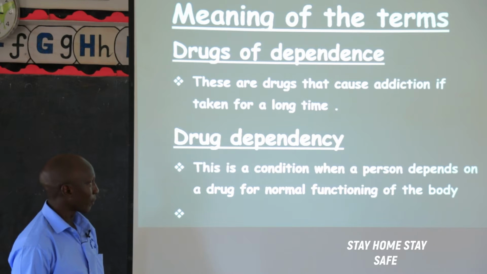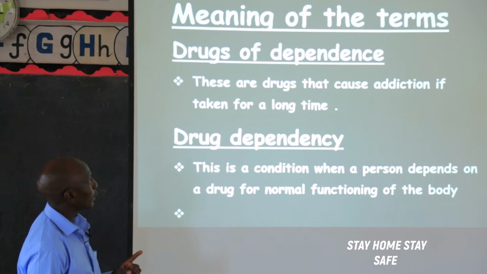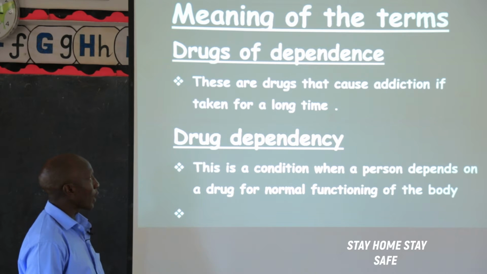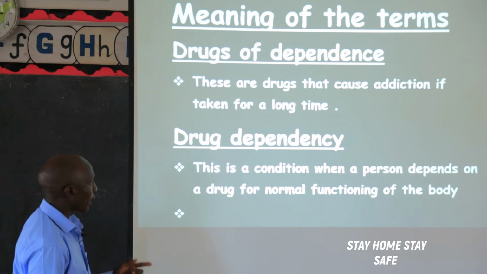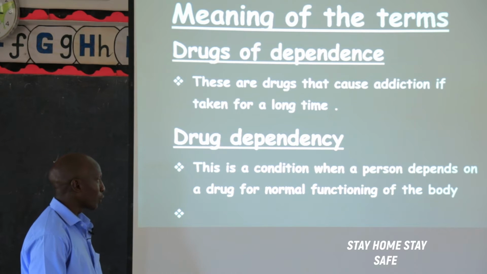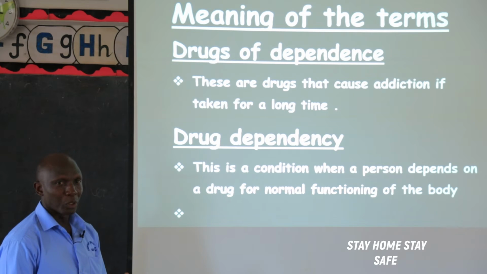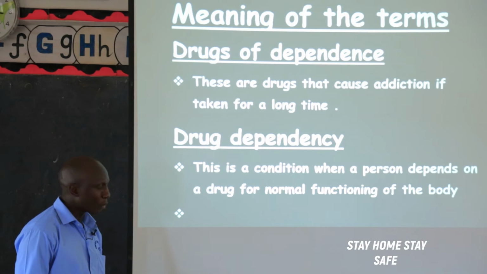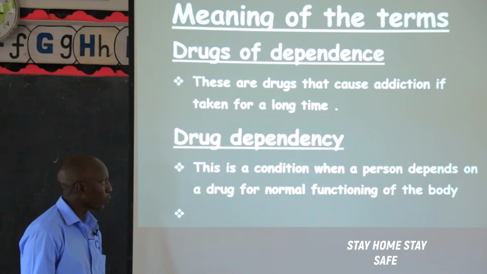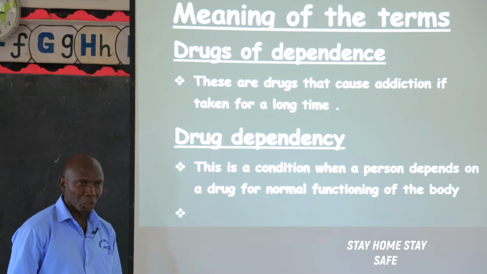Then there's a term called drug dependency. Don't confuse it with the first word. The first word is drugs of dependency. This is drug dependency. What does this mean? It's a condition when a person depends on a drug for normal functioning of the body. You depend on a certain drug for normal functioning of your body. That's what we call drug dependency. Any drug you tend to use for normal function of your body.